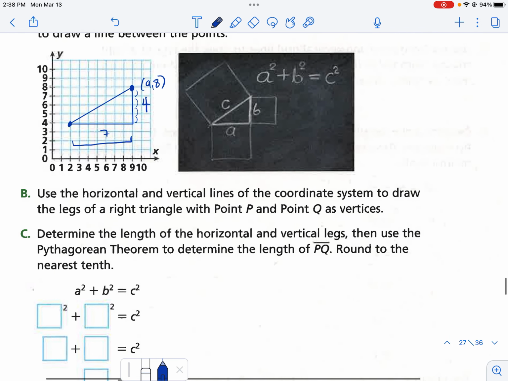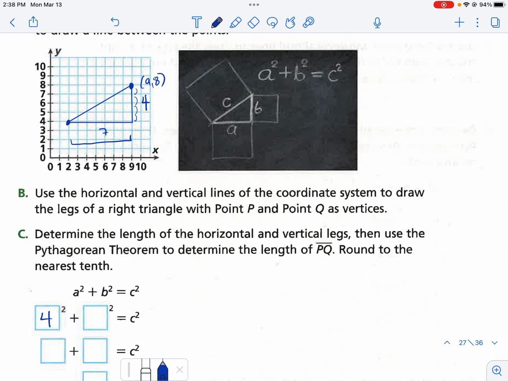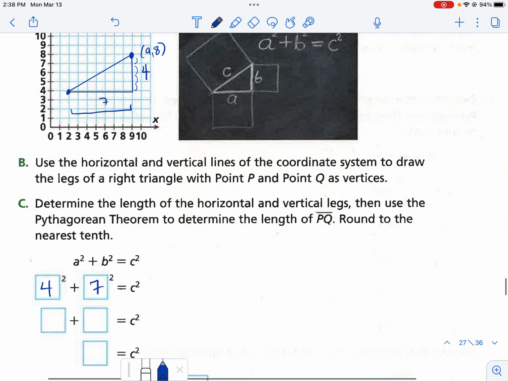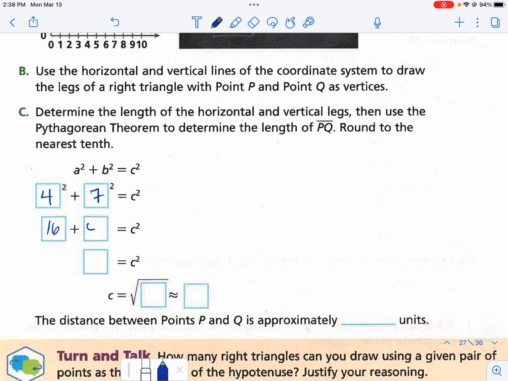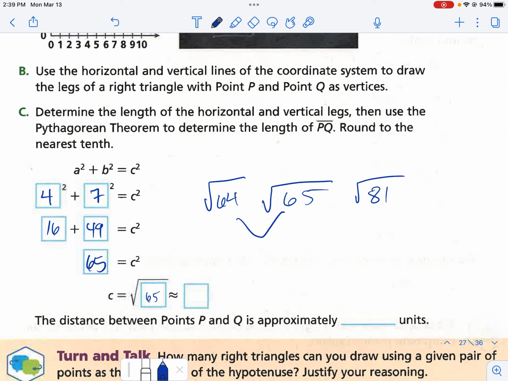So my a squared, because you know I like to put the smaller number first, it doesn't matter though, is 4 squared, and my 7 squared. So then I get 16 plus 49. When I add that, I get 65. Now, the square root of 65 is between the square root of 64 and the square root of 81. It is super duper close to 64, so I'm going to say 8.1-ish. The distance between point P and Q is approximately 8.1 units.